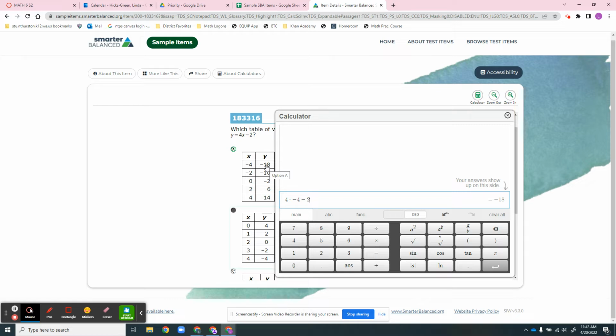But you know what? I know that that's true for one. Let's test it again. So I'm going to do clear all. We're going to say -2 times 4, because that's our multiplier. So we've got -8, but that's where we're not quite finished. We have to subtract 2. So we're going to subtract 2 and we get -10. Oh my gosh, so far so good.